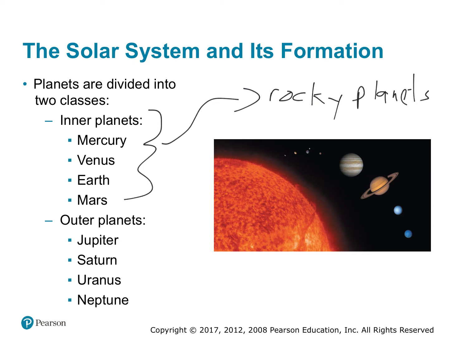Now, the outer planets consist of Jupiter, which is the largest planet in our solar system, Saturn, which is, of course, famous for its gigantic ring, and then there are Uranus and Neptune. And these are also called the gas giant planets. And so we can note that that's the gas giants.